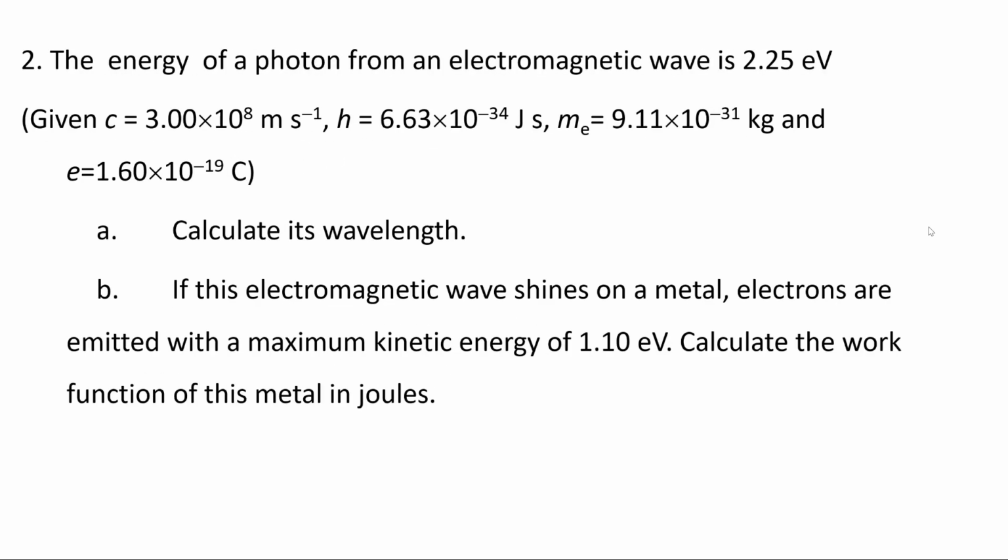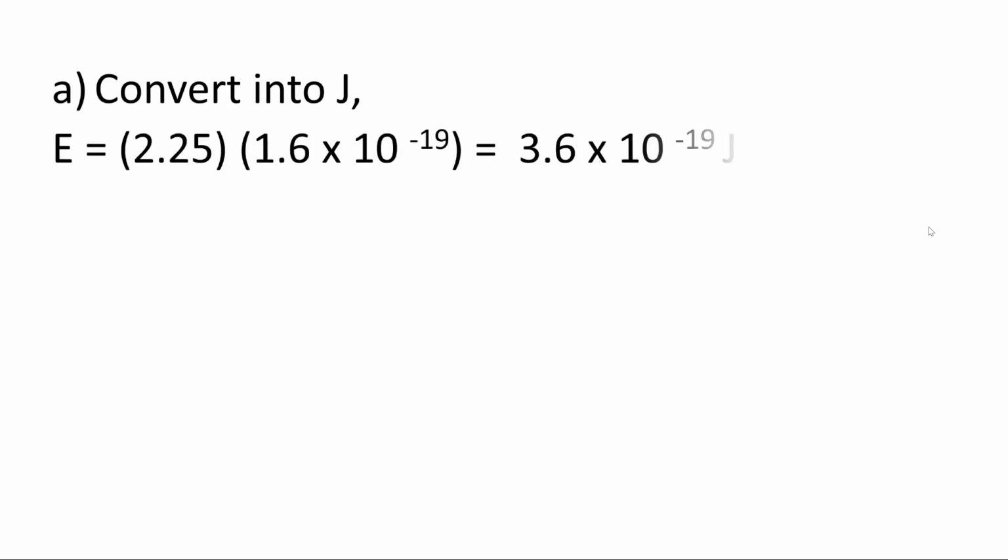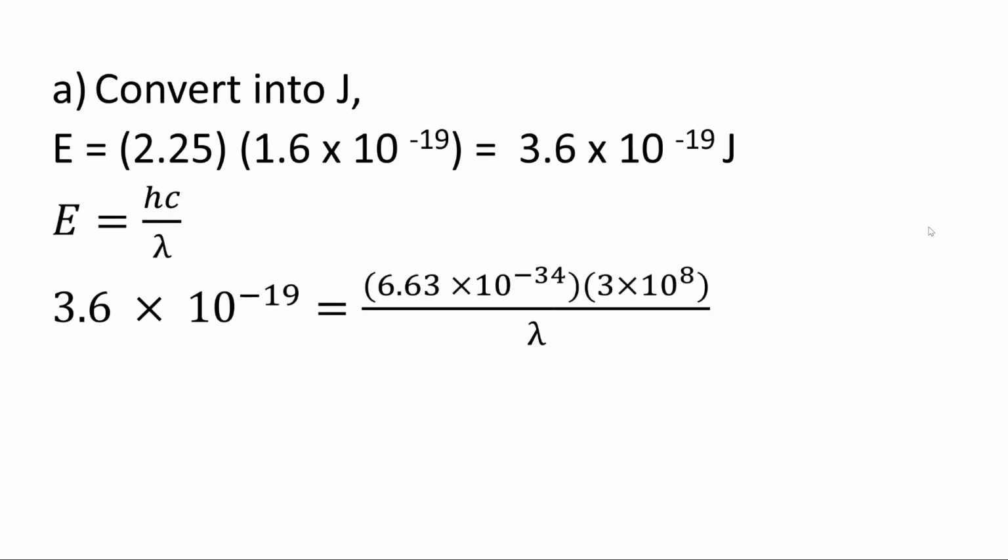You may pause the video to read the questions. We are given the energy of a photon in electron volt. Hence, we need to convert it into joule first before we can calculate the wavelength. Thus, we get 3.6 times 10 to the power of negative 19 joule. From here, we use E equals hc over lambda, substitute all the constants and values accordingly, and the lambda is 5.525 times 10 to the power of negative 7 meters.